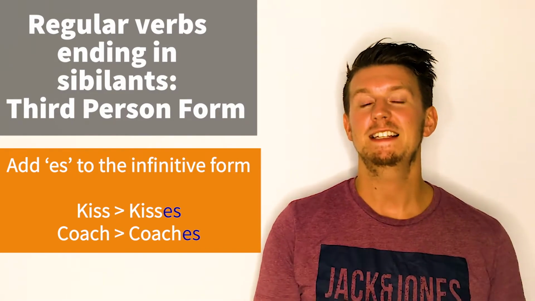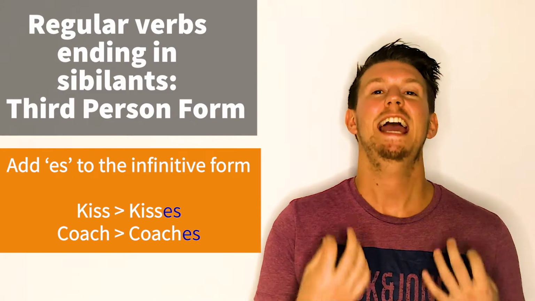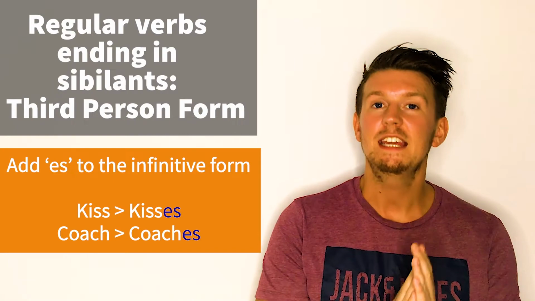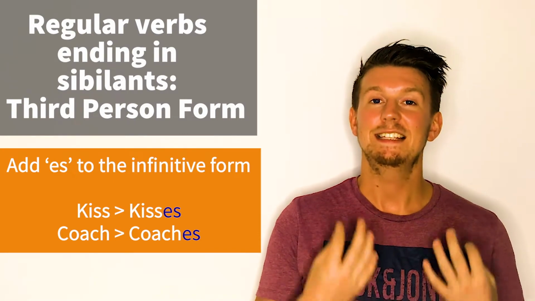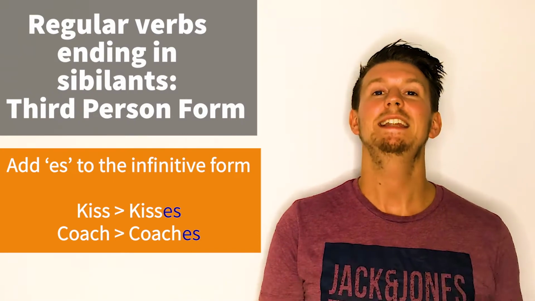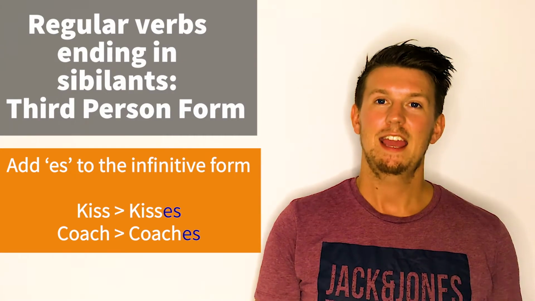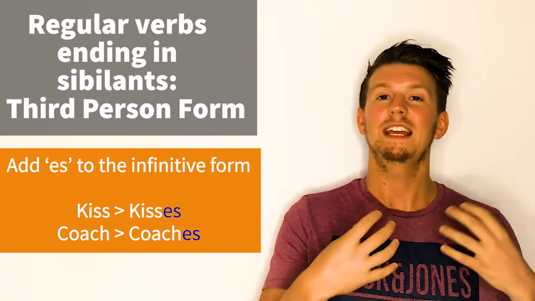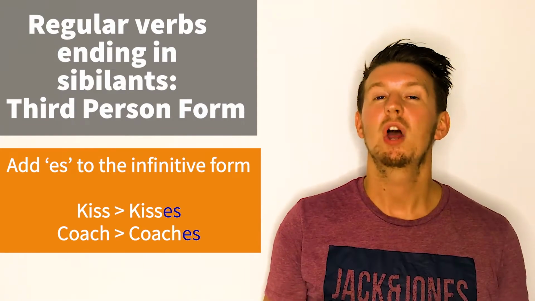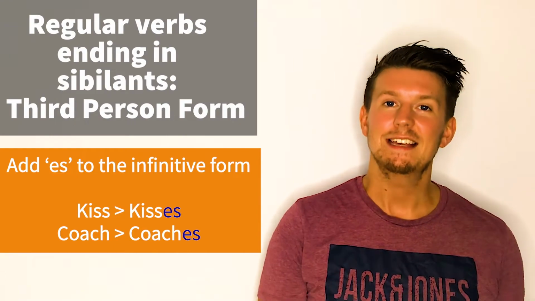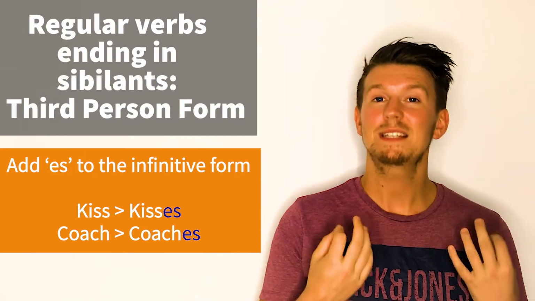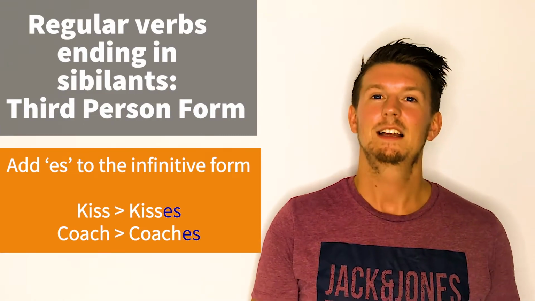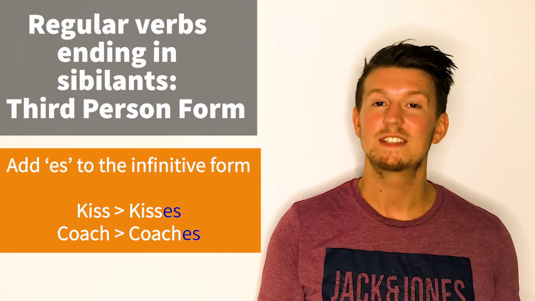In the previous examples, we've just added s to the end of the infinitive. But for these words that end in sibilants, we need to add es to the end of the infinitive. So when we are talking he, she, or it, we add es. So kiss becomes kisses, K-I-S-S-E-S. Coach becomes coaches.